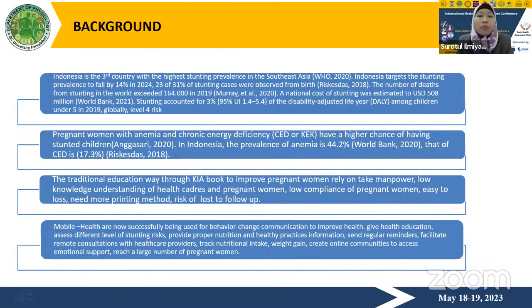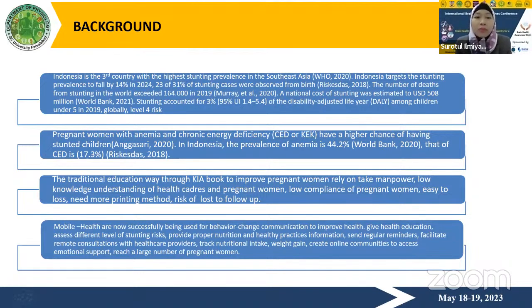As we know, globally mobile health apps have reached people so fast. Internet users are reaching higher numbers. And now mobile health is used for behavior change communication to improve health. Mobile health has some advantages to give health education for stunting prevention, and to assess different levels of stunting risk. Then we can provide proper nutrition and healthy practice information. We can send regular reminders, facilitate remote consultation, and connect with healthcare providers, cadres, and the community of pregnant women.